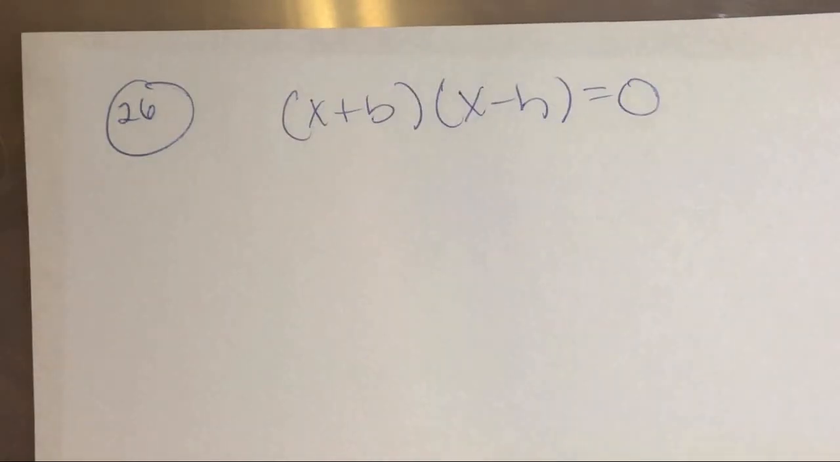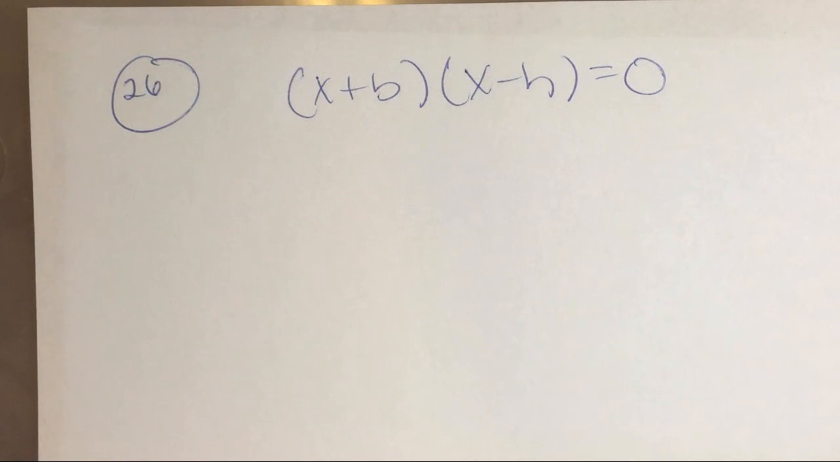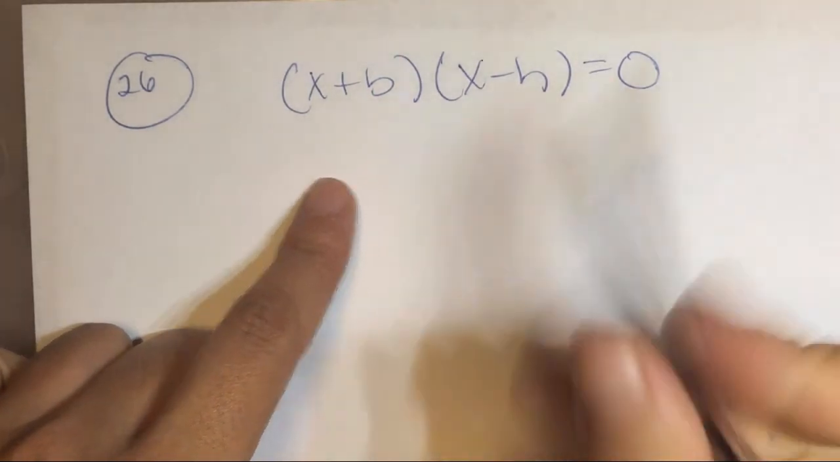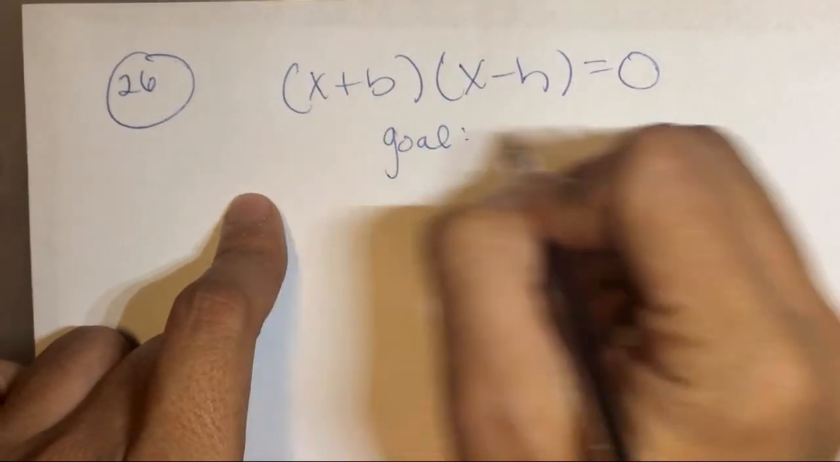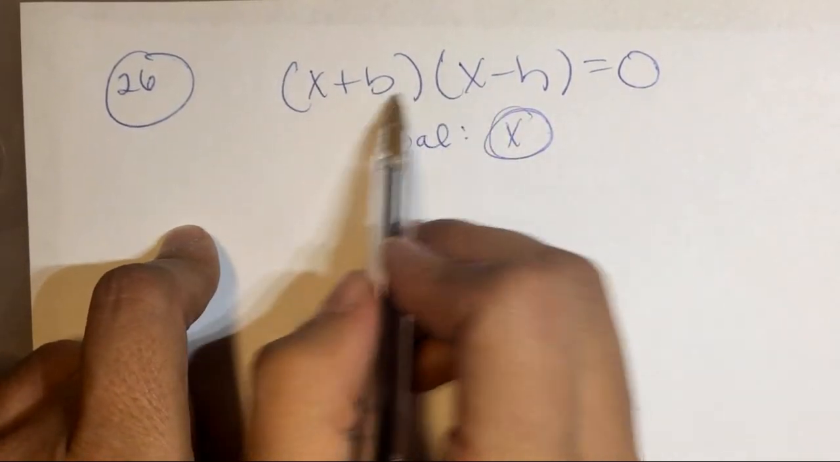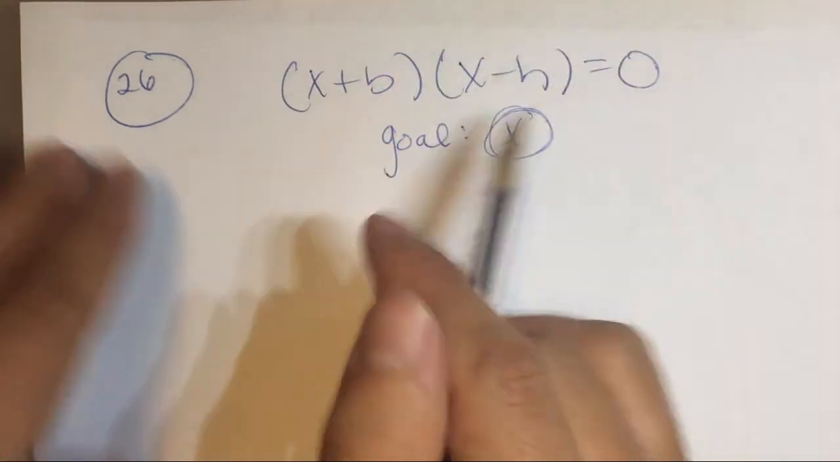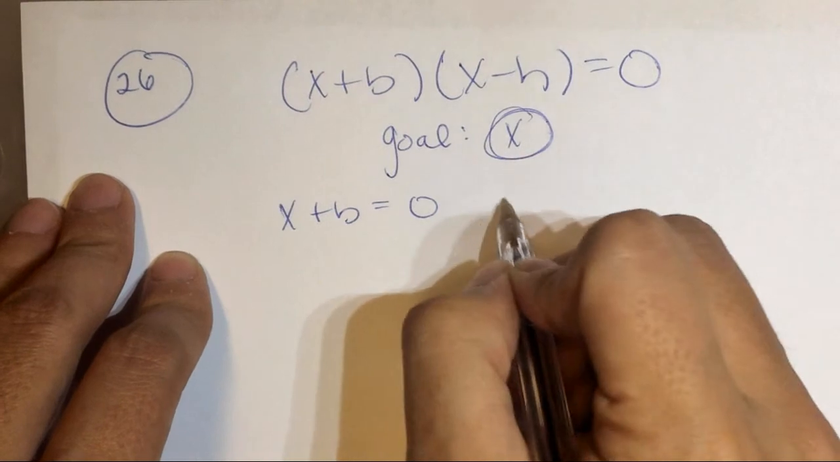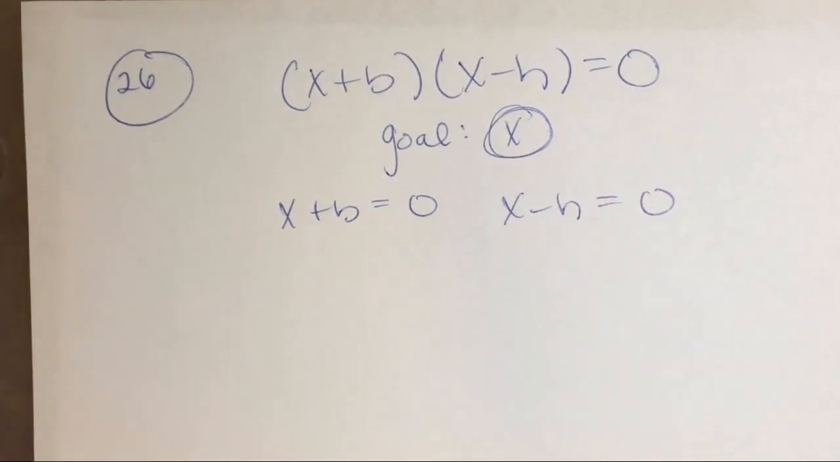Last one is number 26 that I want to do from the factoring section. This one's a little weird because here there are no numbers, it's all letters. But remember, our goal is we want to get x by itself, solve for x. So do the same process you always do, set each factor bubble equal to 0. x + b = 0, x - h = 0.